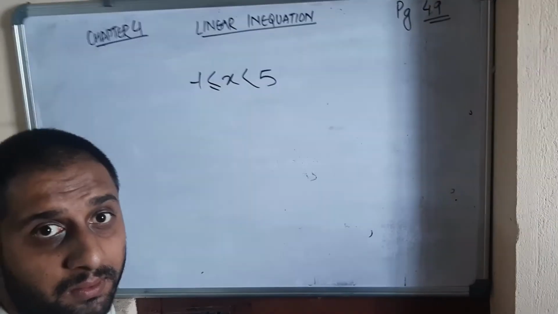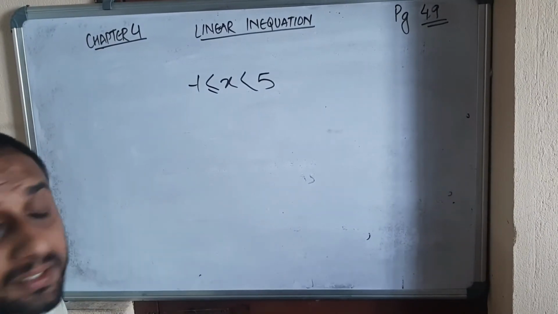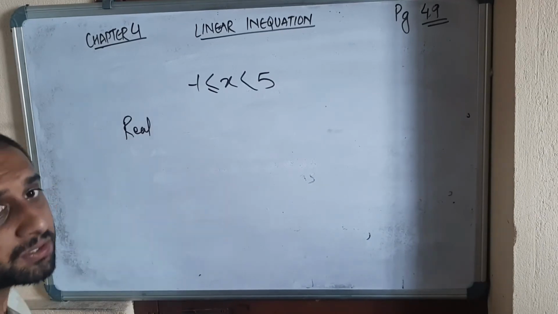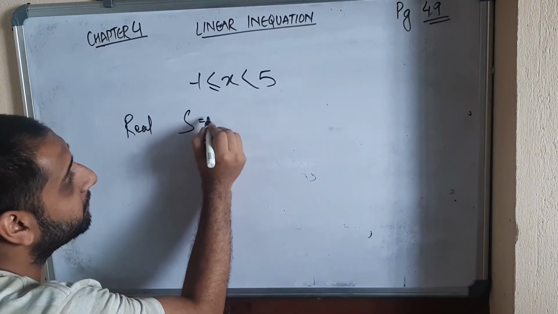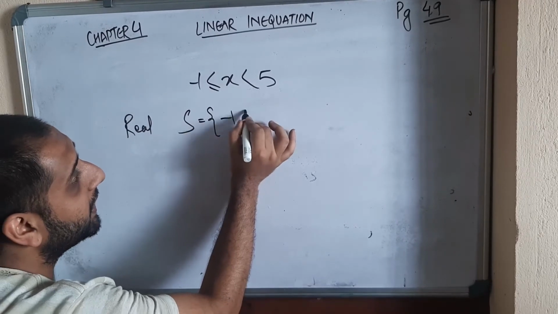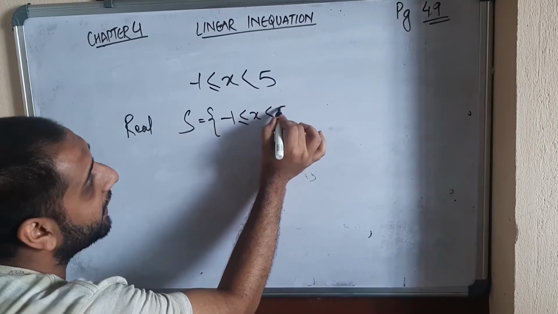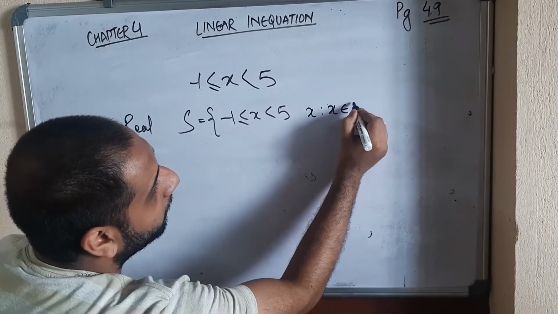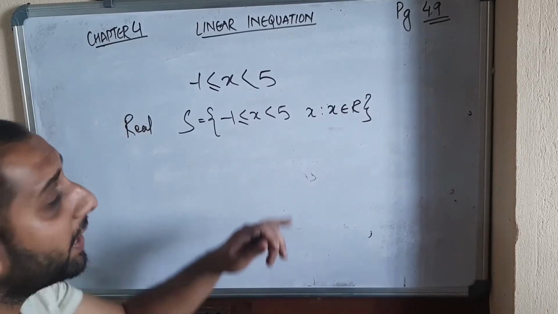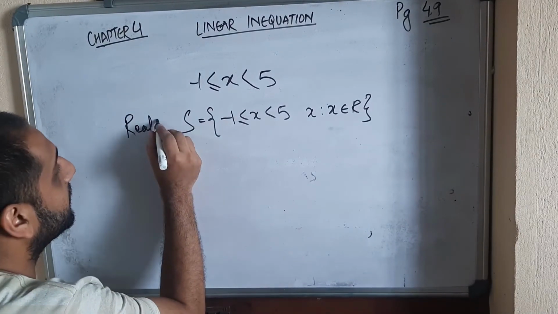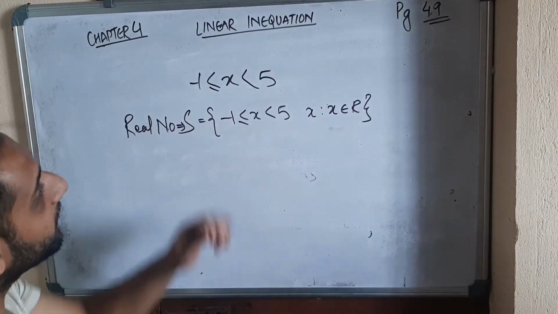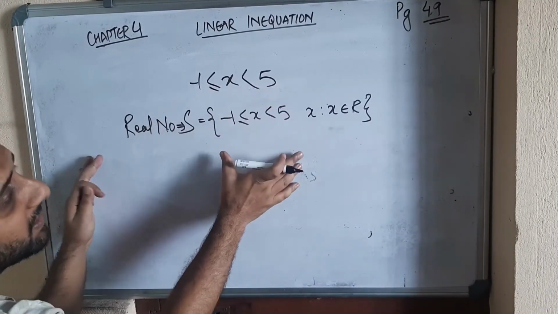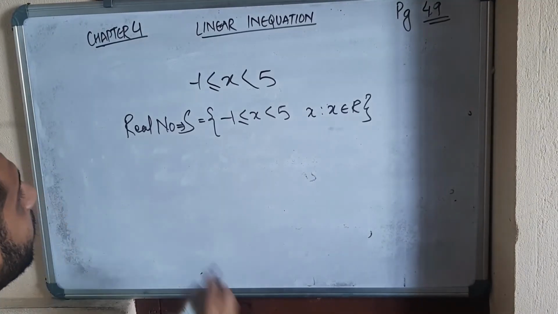Alright? Now friends, I'll teach you how to write the solution set of this interval. Okay? For real numbers, whenever you have to write the solution set, you write it this way. Solution set, you write this interval. Minus 1 is less than x, x is less than 5, okay, x such that x is an element of real numbers. This is how you write the solution set for real numbers. This is the interval of the previous question.